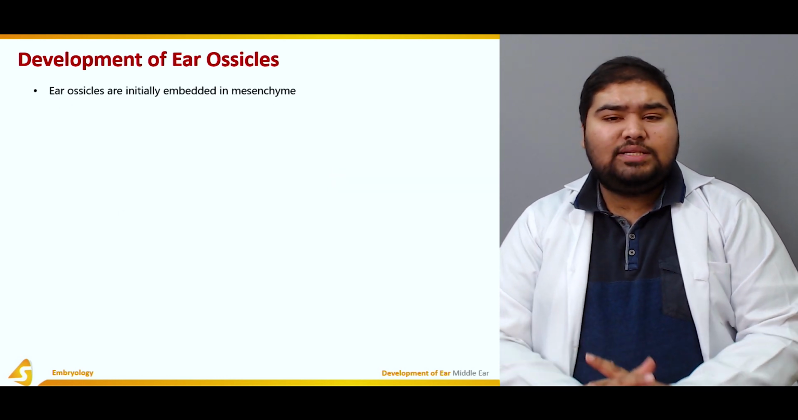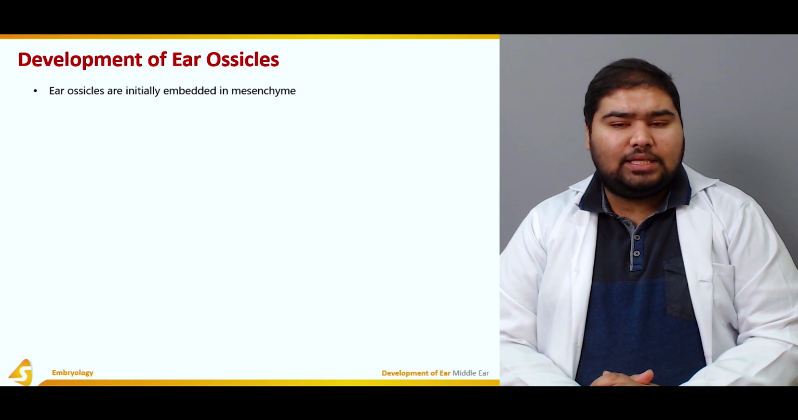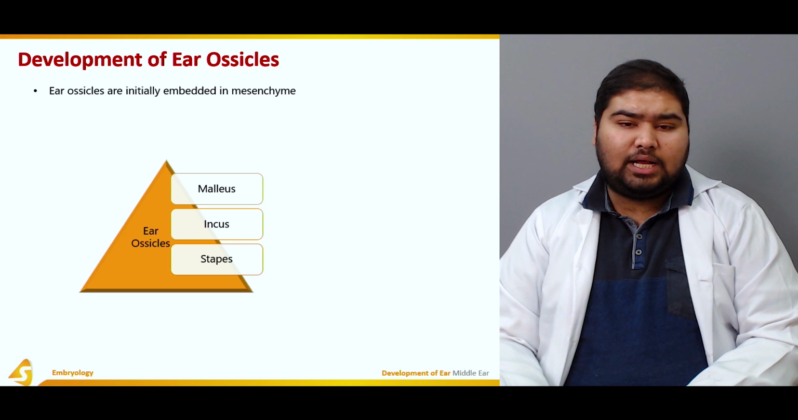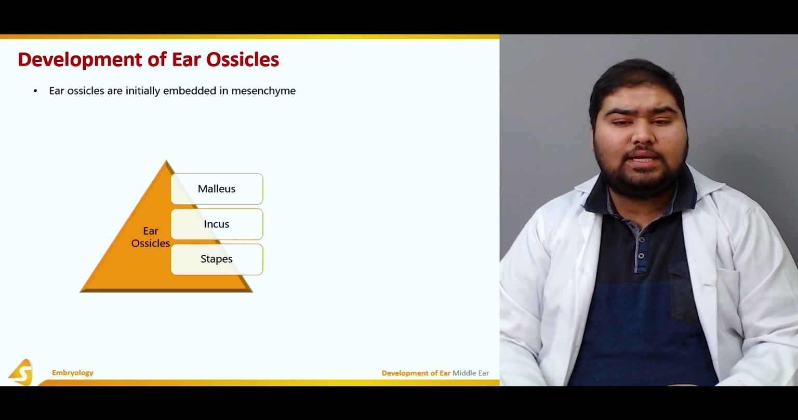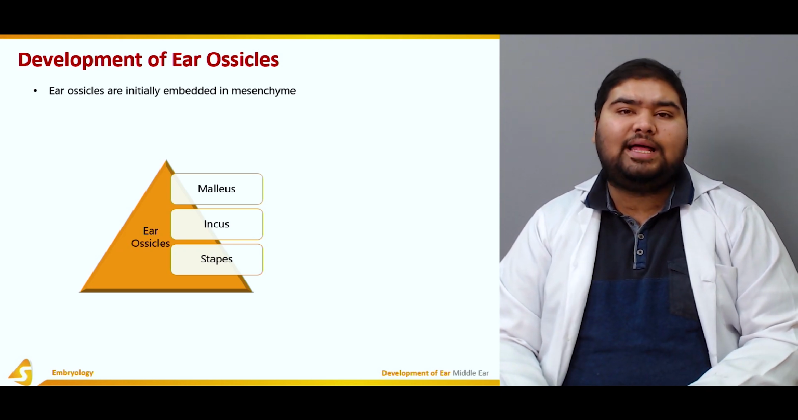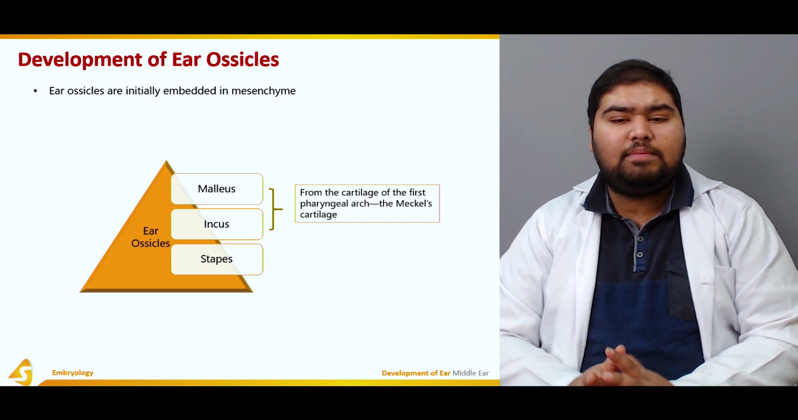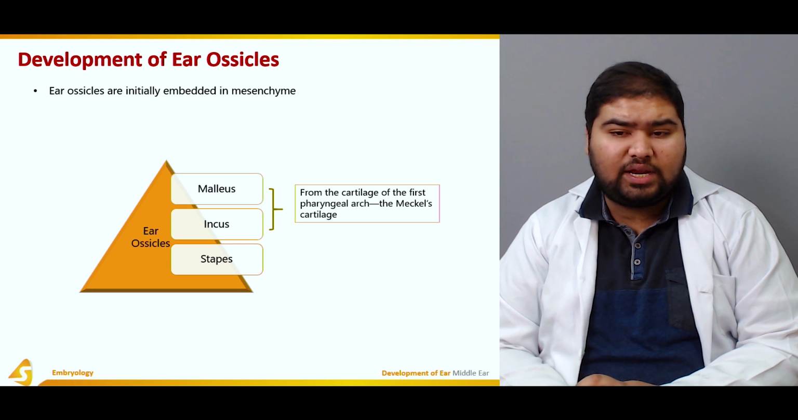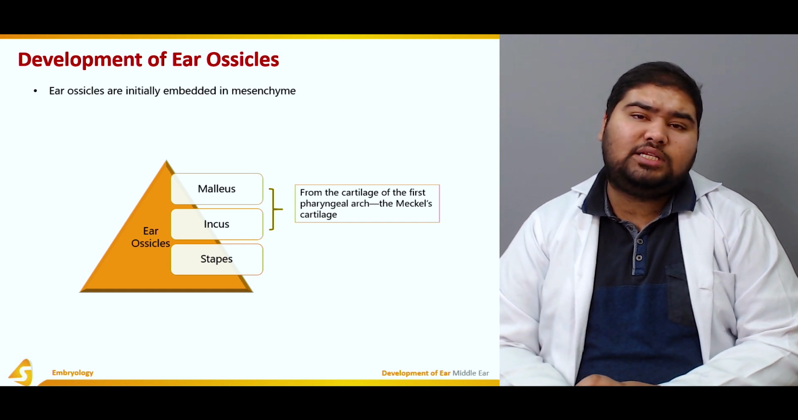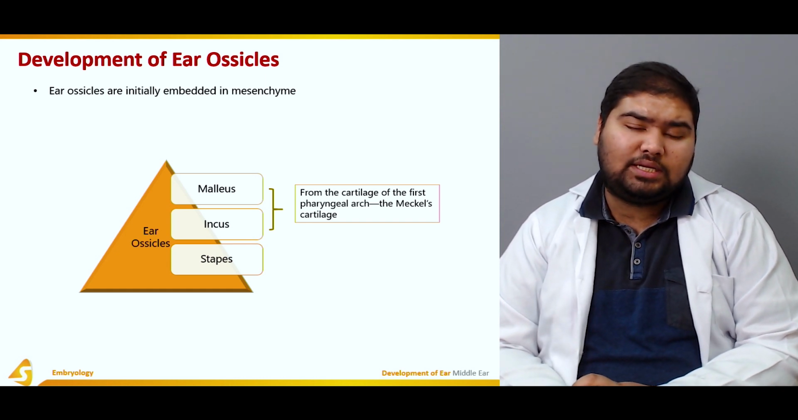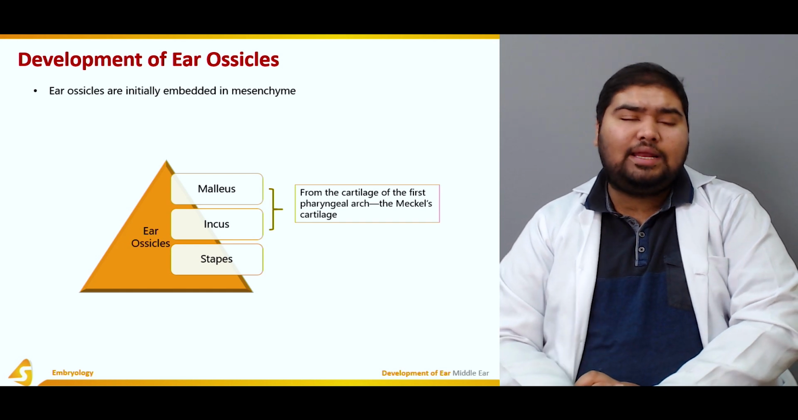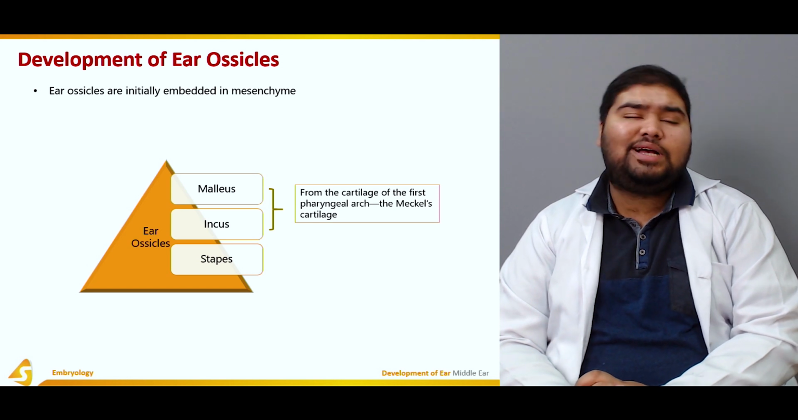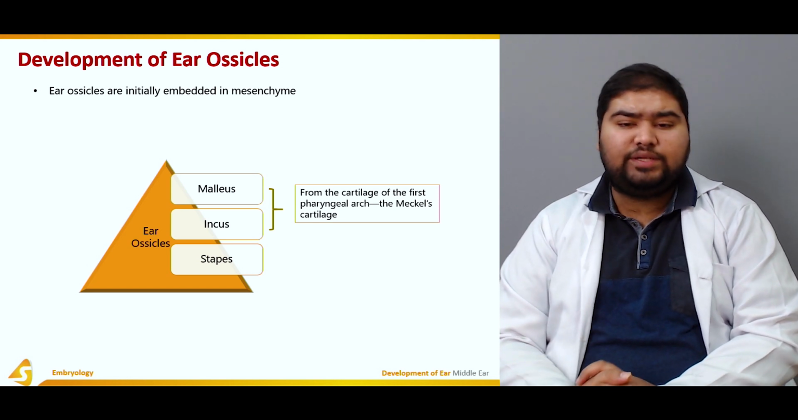So, the ear ossicles are initially embedded in the mesenchyme. So, they develop being embedded in the mesenchyme. There are three ear ossicles. These are the malleus, the incus, and the stapes. Now, the malleus and incus develop from the cartilage of the first pharyngeal arch. This cartilage is known as the Meckel's cartilage. So, the malleus and incus are actually derivatives of the Meckel's cartilage, which is the cartilage of the first pharyngeal arch.